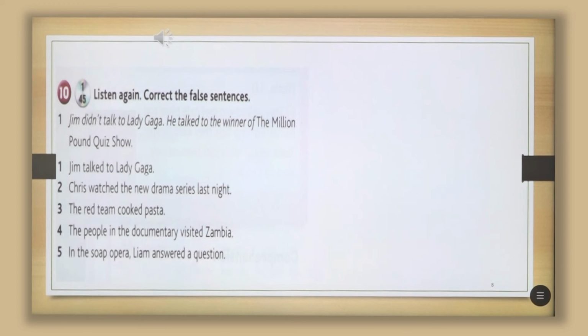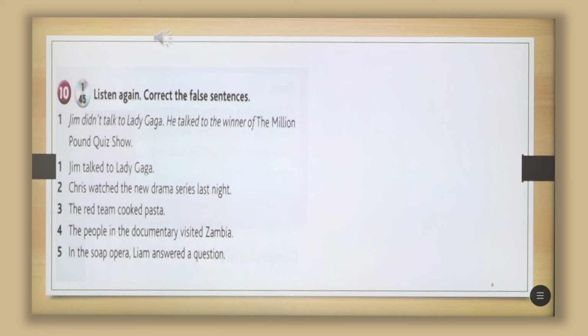3. Students' book, page 31. Exercise 10. Listen again. Correct the false sentences. 1. Did you watch TV last night? Yes, I did. I watched Jim's talk show. Did he talk to Lady Gaga? No, he didn't. He talked to the winner of the £1 million quiz show. 2. Chris, did you watch the new drama series last night? No, I didn't. I visited my grandma. Did you like it? Yes, I did. 3. What happened in the cookery show last night? Did the red team cook fish? No, they didn't. They cooked pasta.